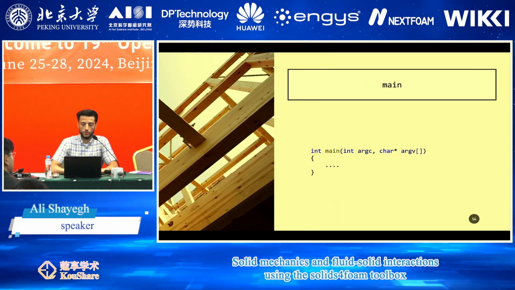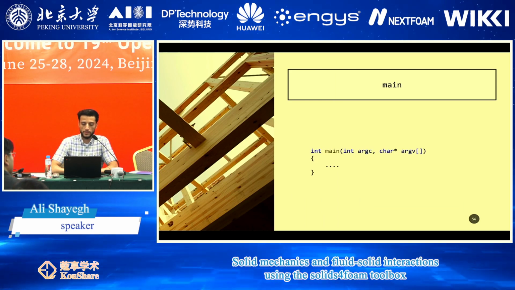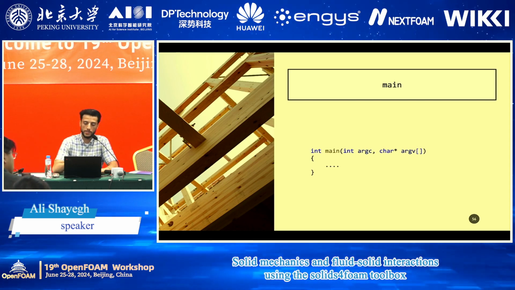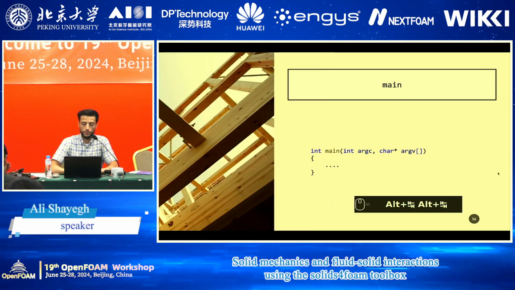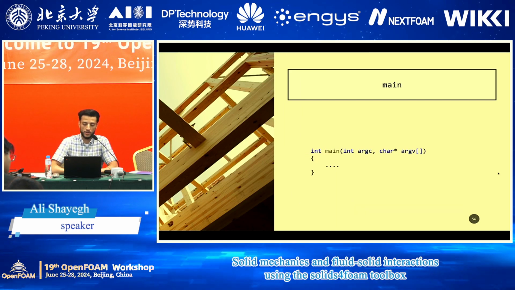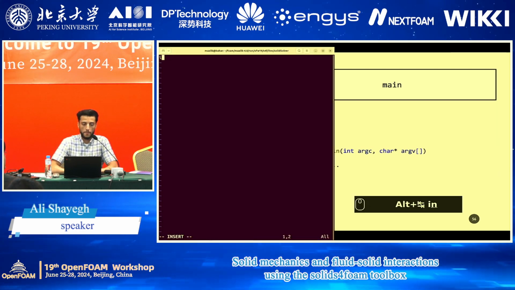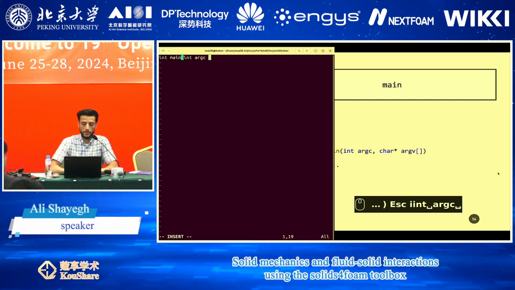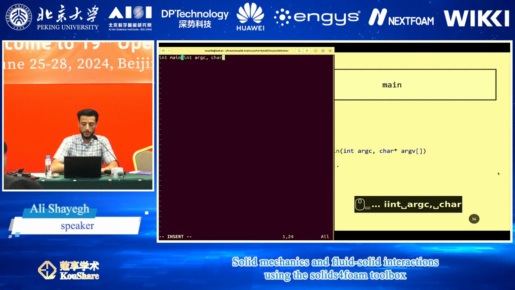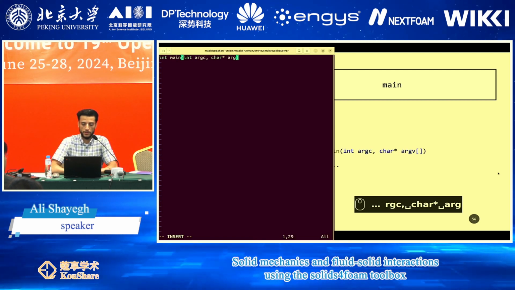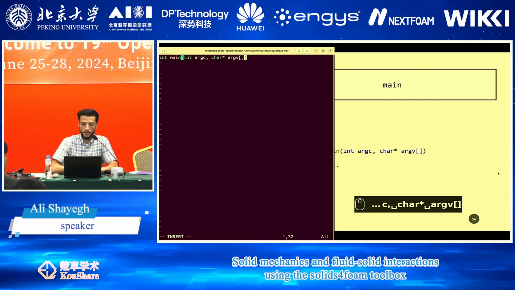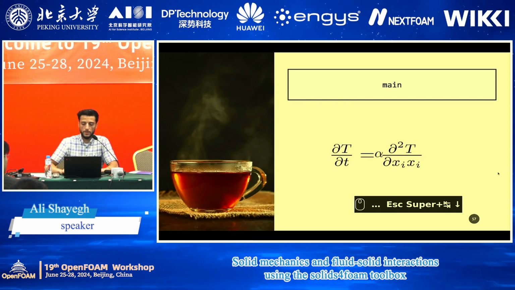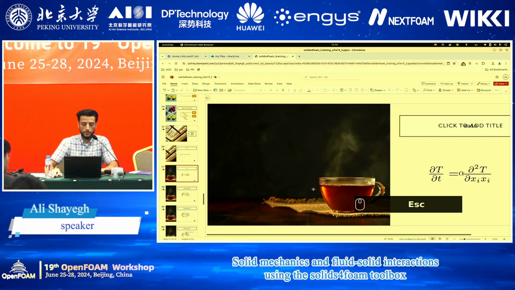Any OpenFOAM code or any C++ code based on the C++ standard has these structures. They should take two arguments, argc and argv. They are short for arg count, the number of arguments, and arg values. int main, int argc, char star argv. So I might skip over them.